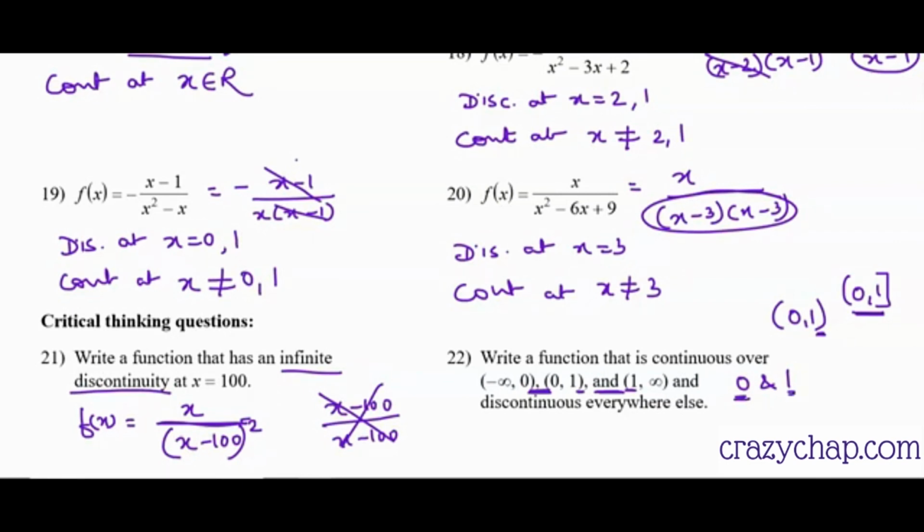So fine, we can have anything with that discontinuity. Again, you can have multiple answers. One of the easiest answers could be, because they did not mention what kind of discontinuity they want, just 1 over x minus 1. So there could be multiple answers. This can be one of your answers.